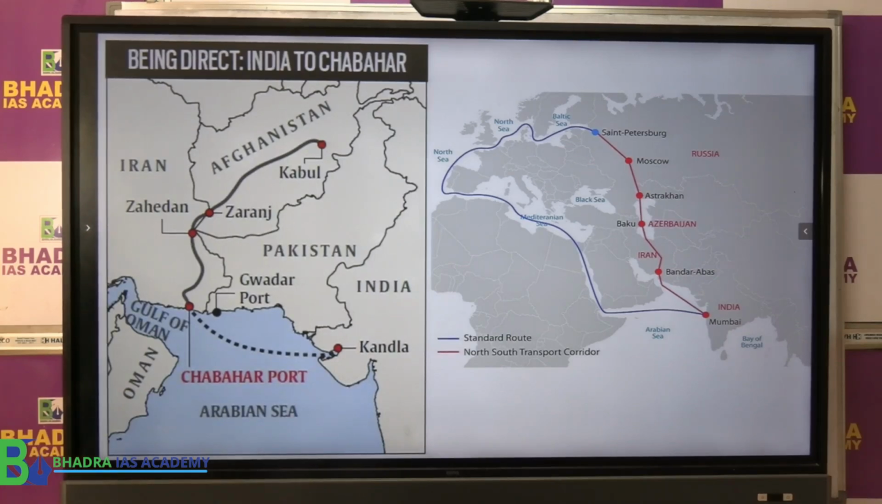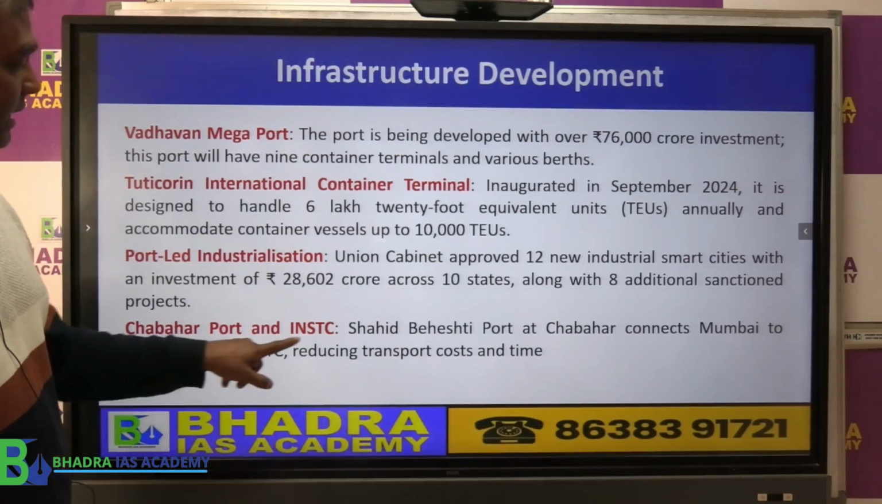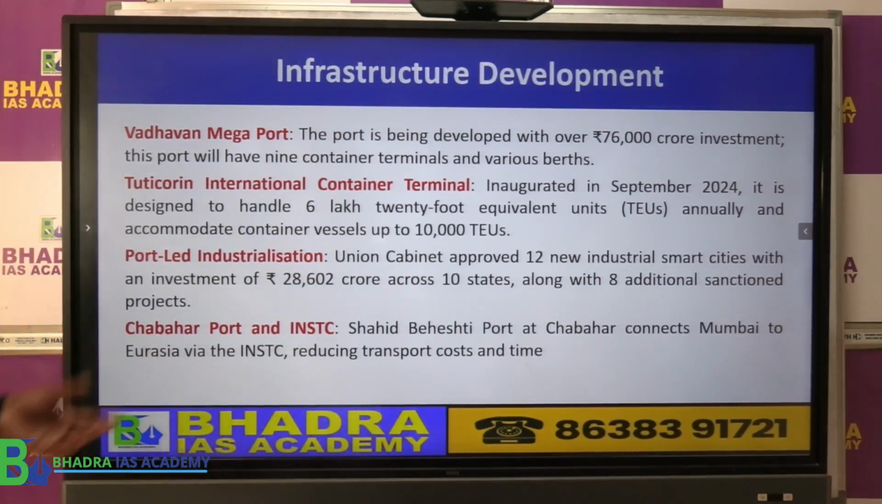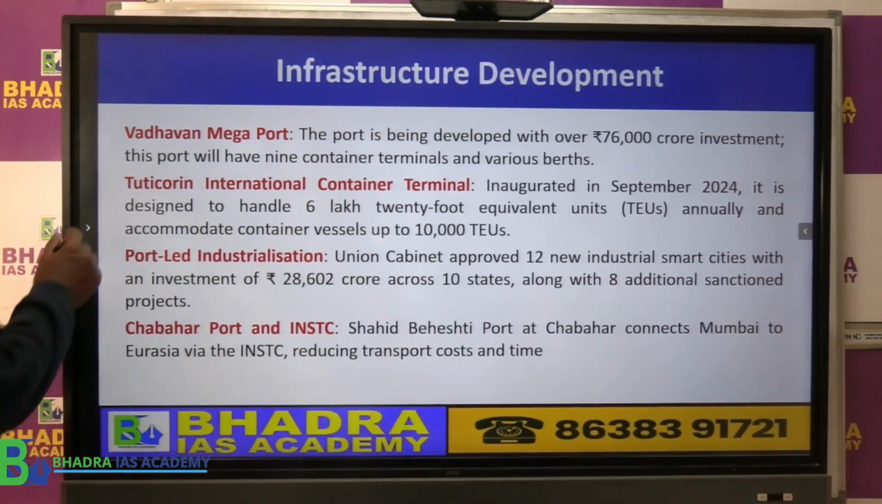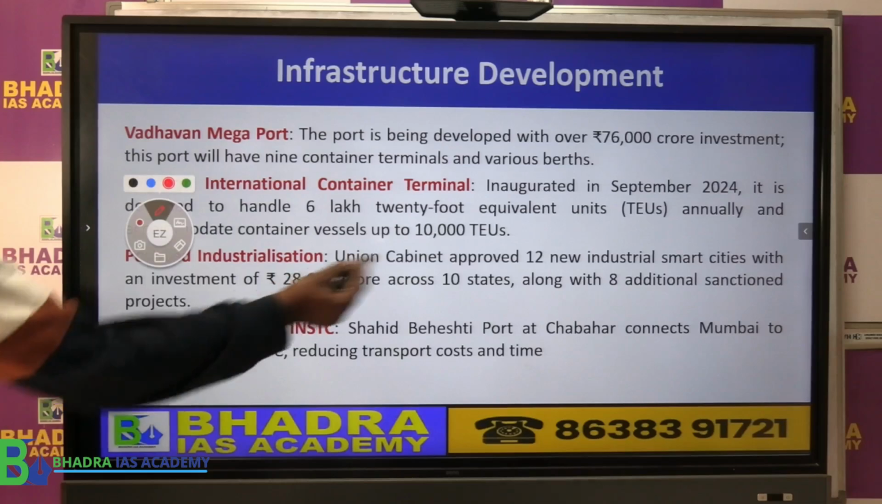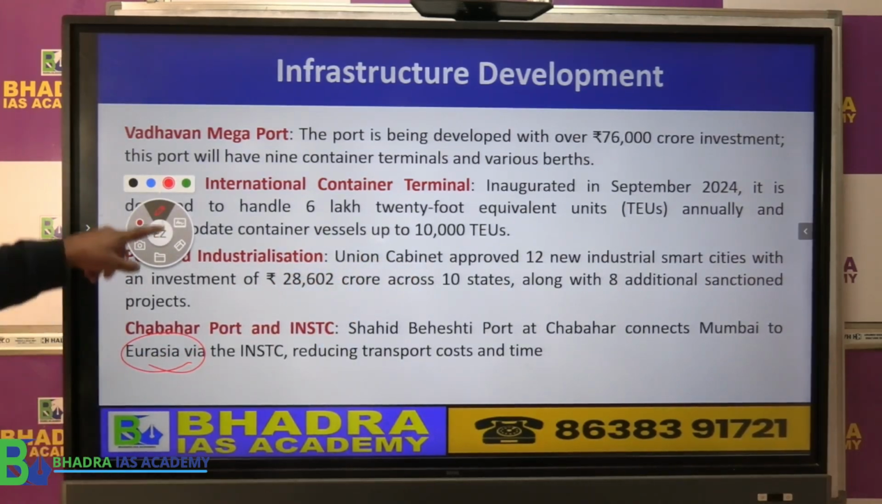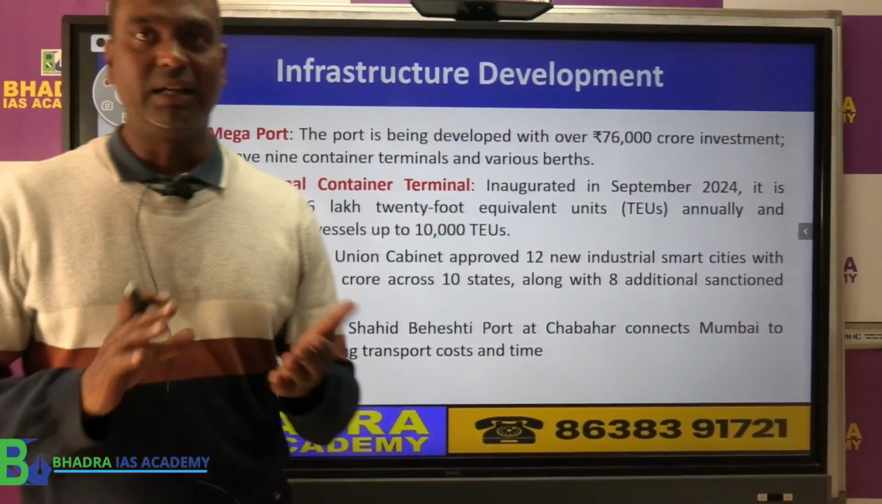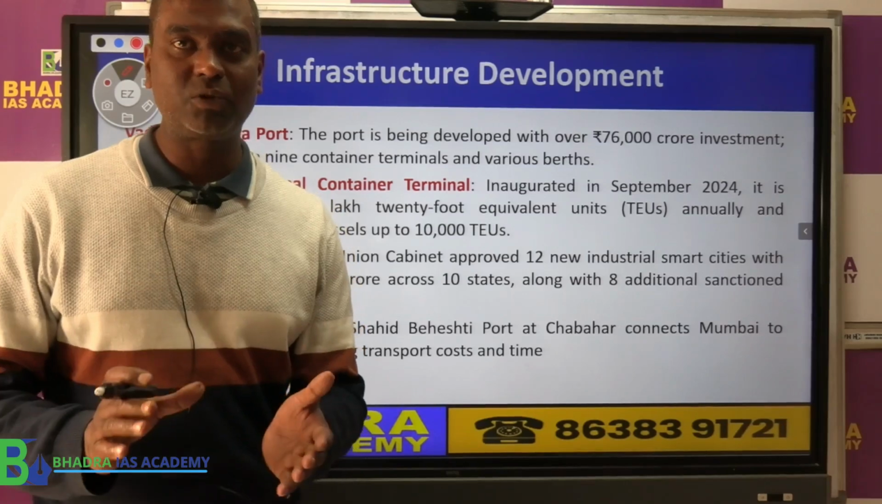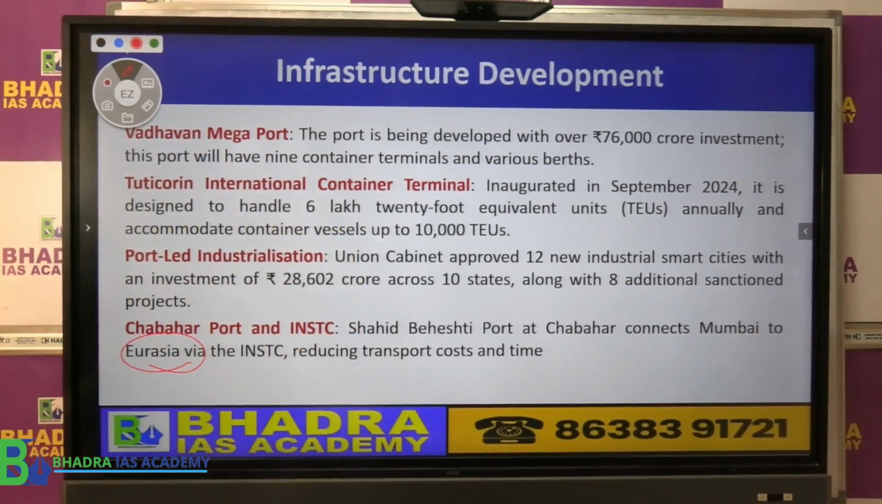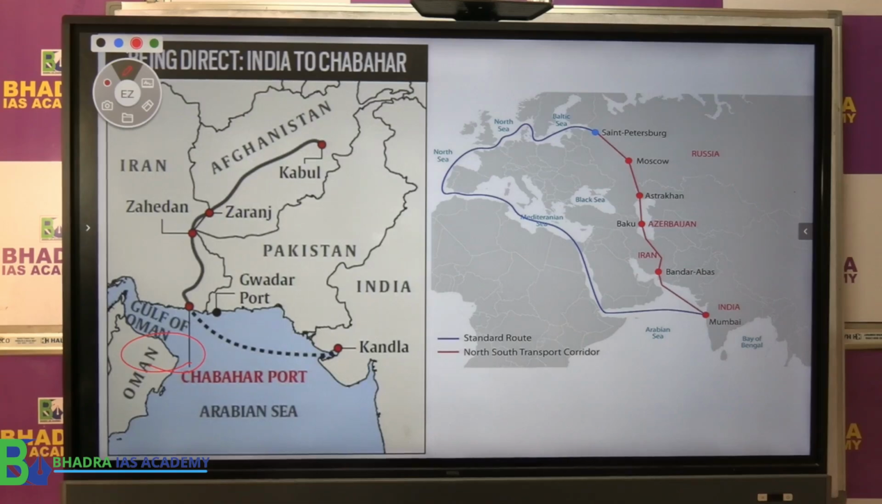This is another development. The government talked about the development of the INSTC. The important point is that it will connect Mumbai with Eurasia. That means the foreign trade movement of cargo will now become easy for India. That is a very interesting thing. Just be familiar with this concept for exam preparation.